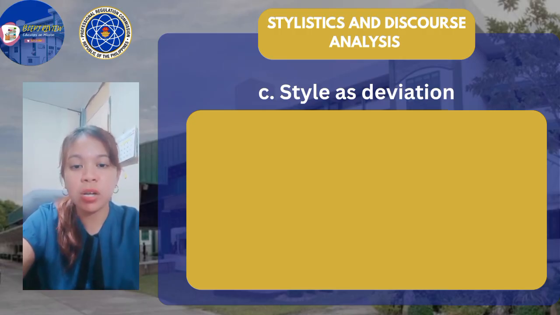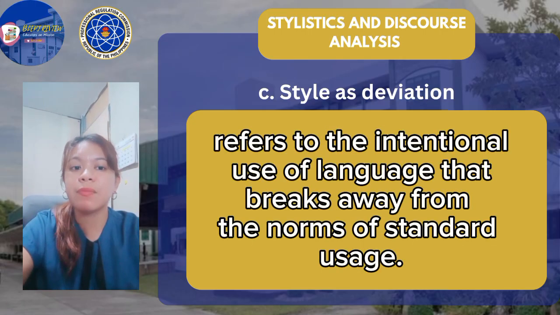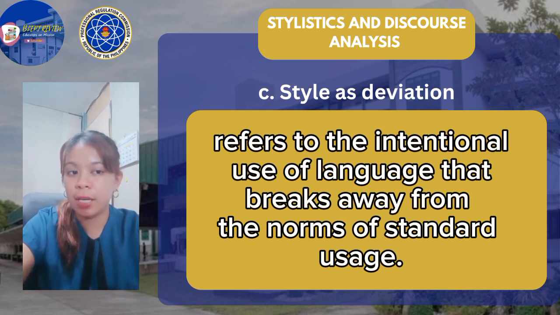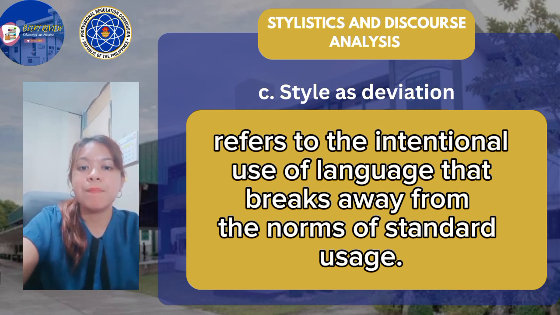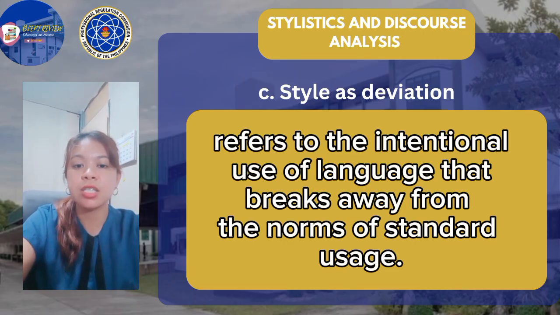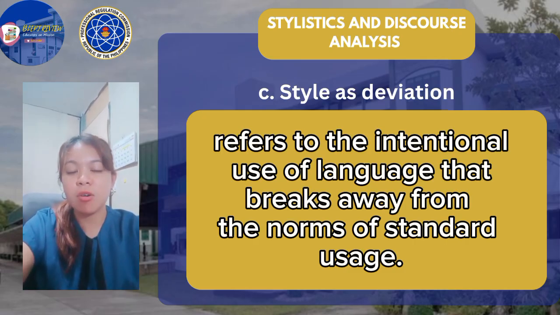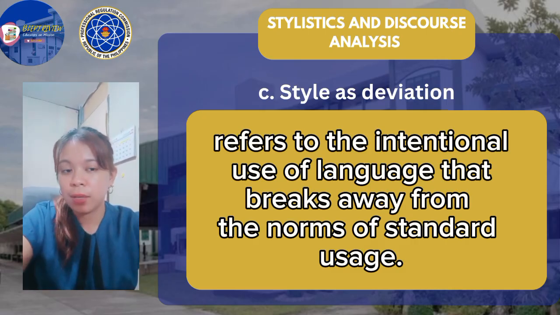Style deviation refers to the intentional use of language that breaks away from the norms of standard usage. This can include unusual grammar, creative metaphors, invented words, or unexpected structures. It is often found in a literary text to achieve special effects or draw attention. That's why letter C is the correct answer, the style deviation.